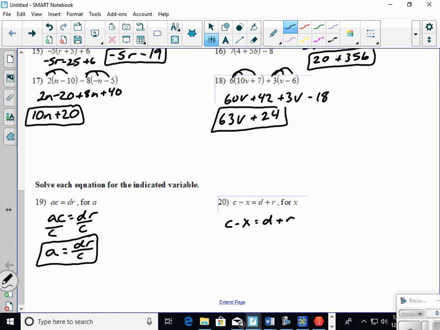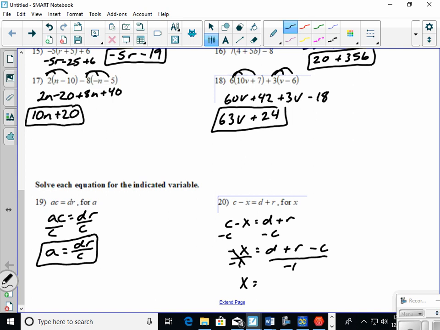All right, so 20: c minus x equals d plus r, solving for x. So trying to get the x by itself, we can subtract the c from both sides. It gives us negative x equals d plus r minus c. And to get the x without the negative, we're going to divide both sides by negative 1. And all dividing by negative 1 does is change the sign for everything.